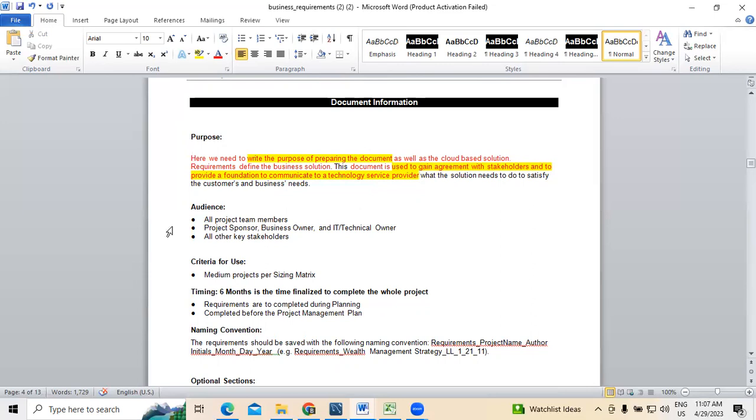Second, we talk about audience. Audience means people who are involved in the process: the list of project team members, project sponsors, business owners, all the key stakeholders. Those details will be mentioned under the second one.